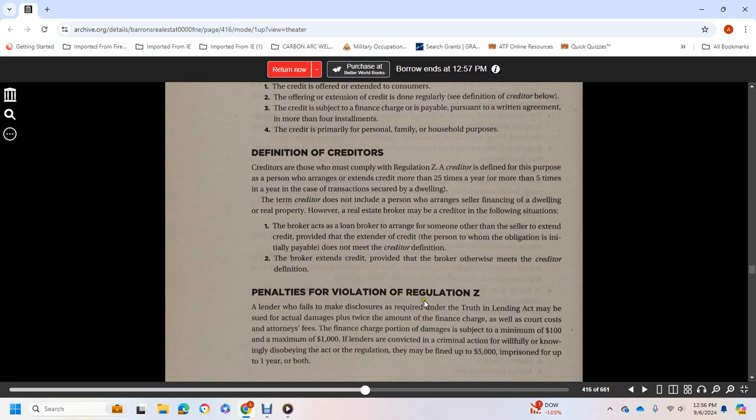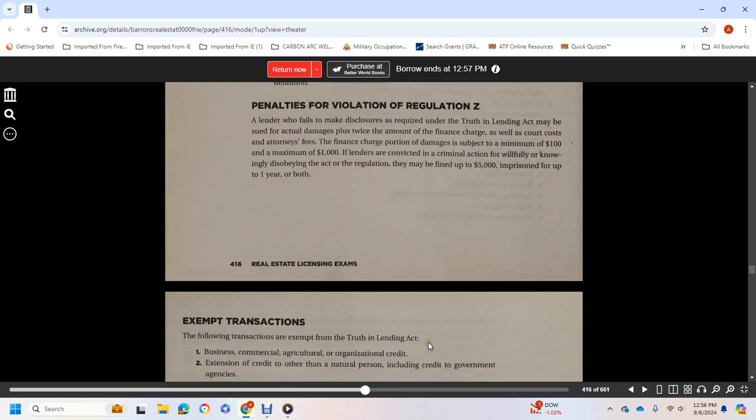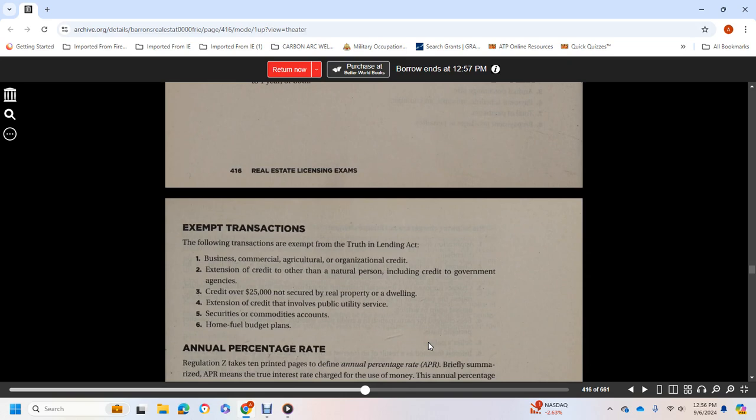Penalties for violation of Regulation Z. A lender who fails to make the disclosures required by the Truth in Lending Act may be liable for actual damages, twice the financing charge, as well as court costs and attorney fees. The financing charge portion of the damages is subject to a minimum of $100 and a maximum of $1,000. If a lender is convicted in a criminal action of willfully and knowingly disobeying the Act or a regulation, they may be fined up to $5,000, imprisoned up to 1 year, or both. Exempt transactions. The following transactions are exempt from the Truth in Lending Act.